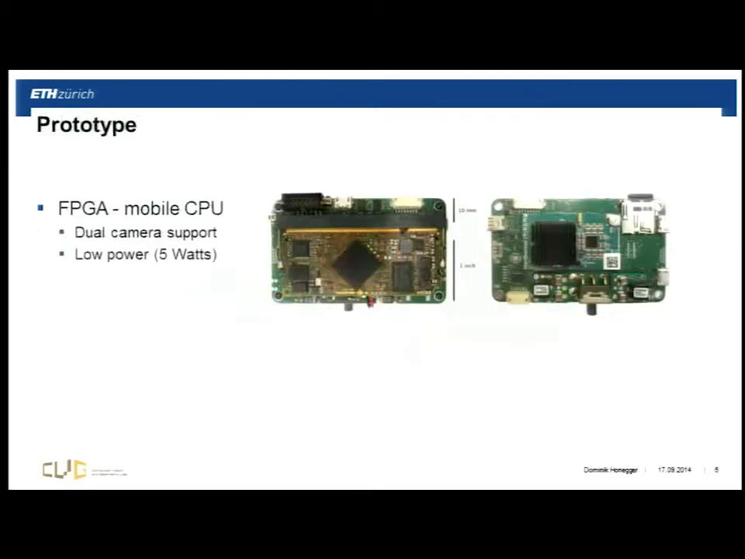We built a prototype device with an FPGA and a mobile CPU for dual camera support. And even though there is an additional chip now, the FPGA, the power consumption of the complete system, camera, FPGA, mobile CPU, is still quite low.